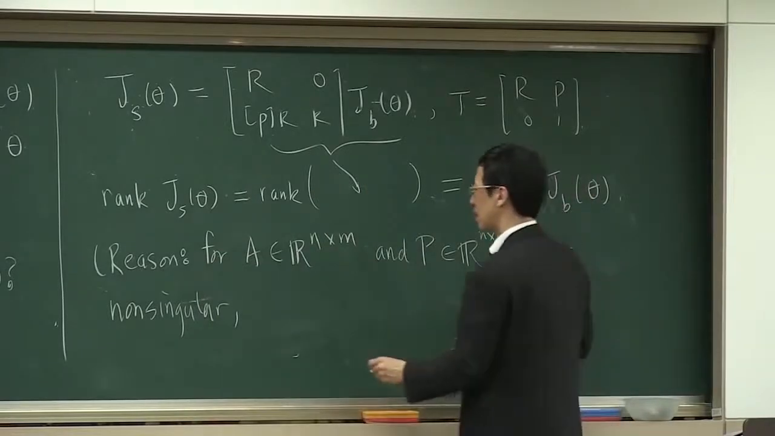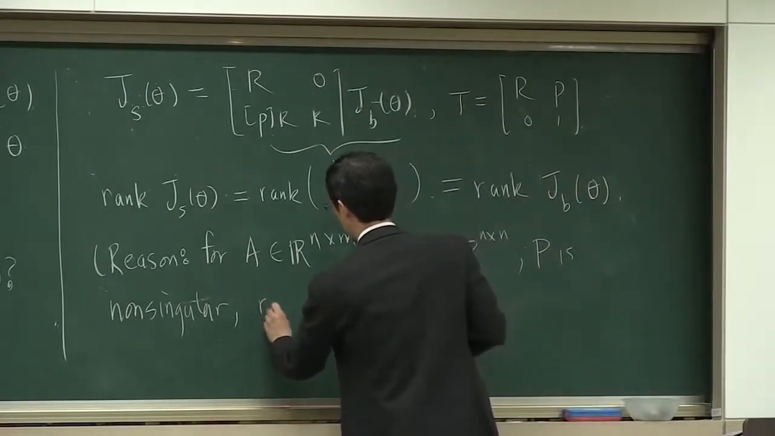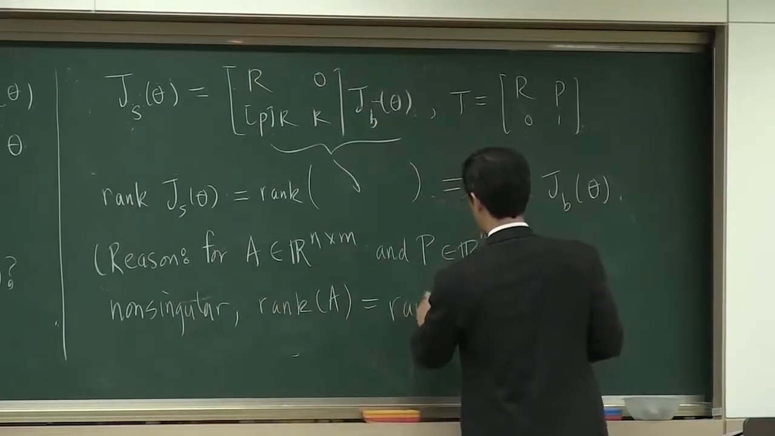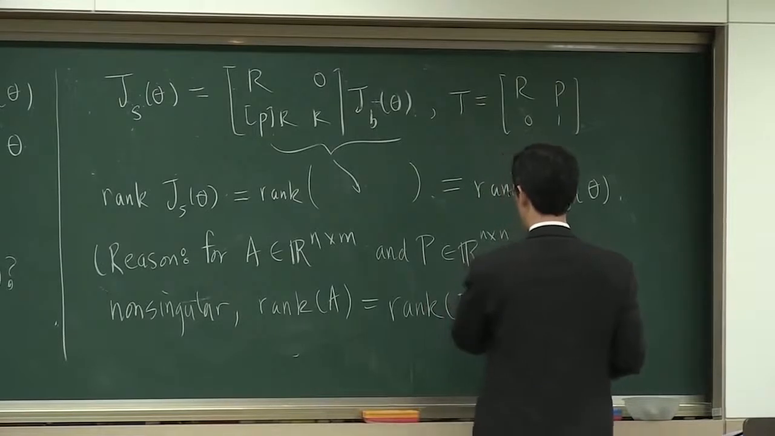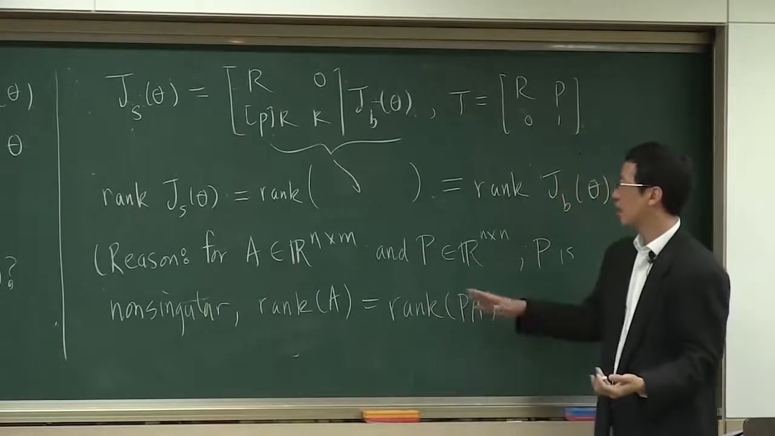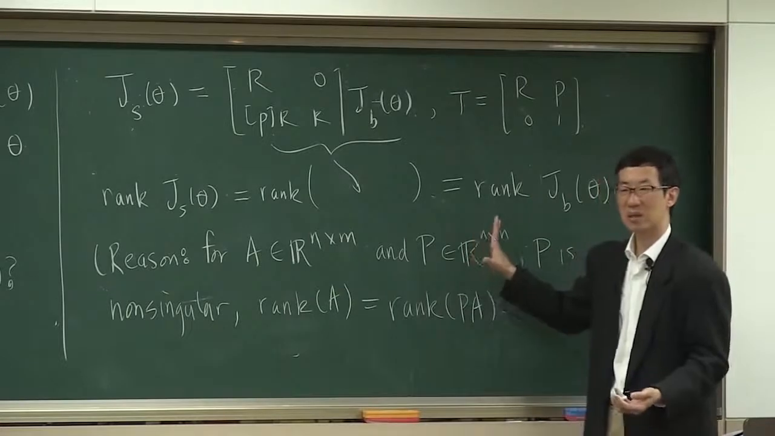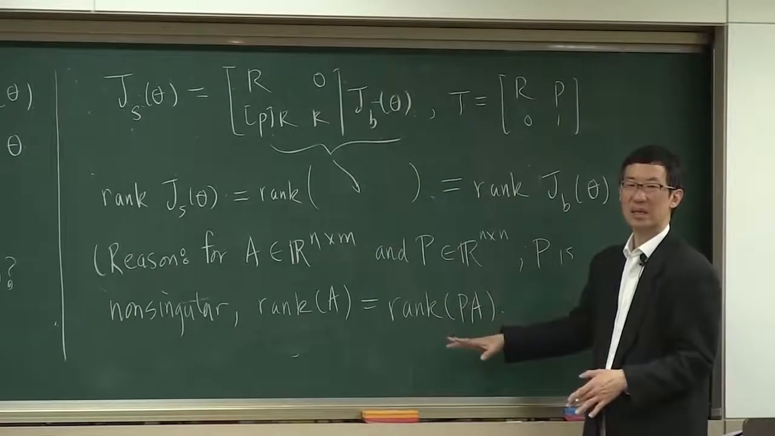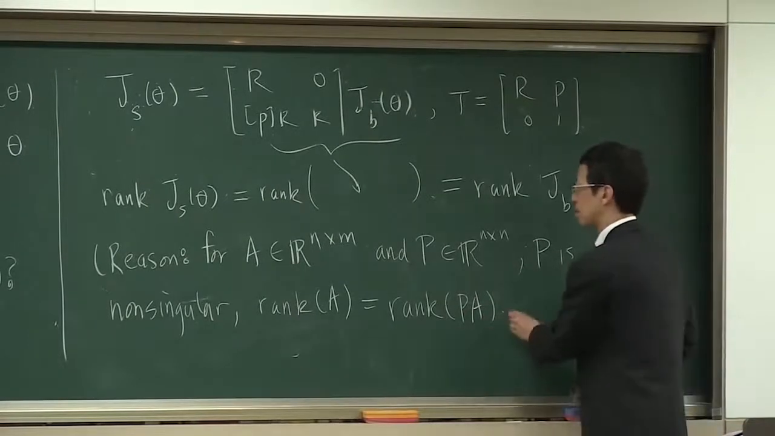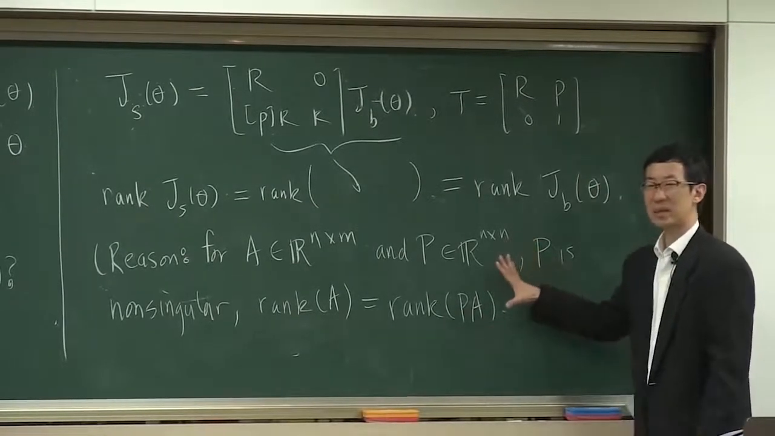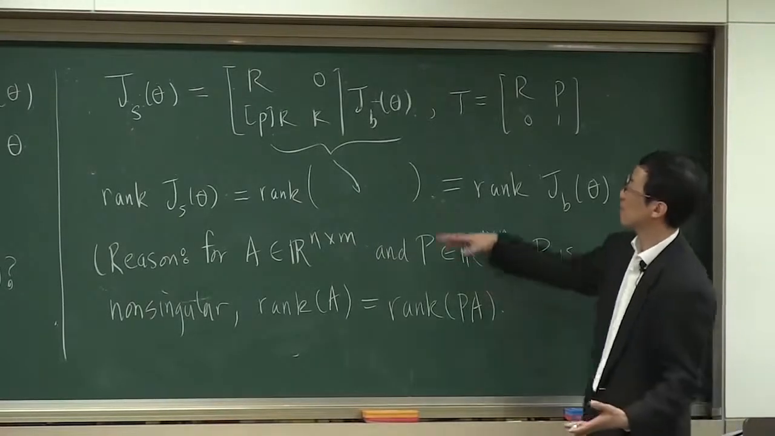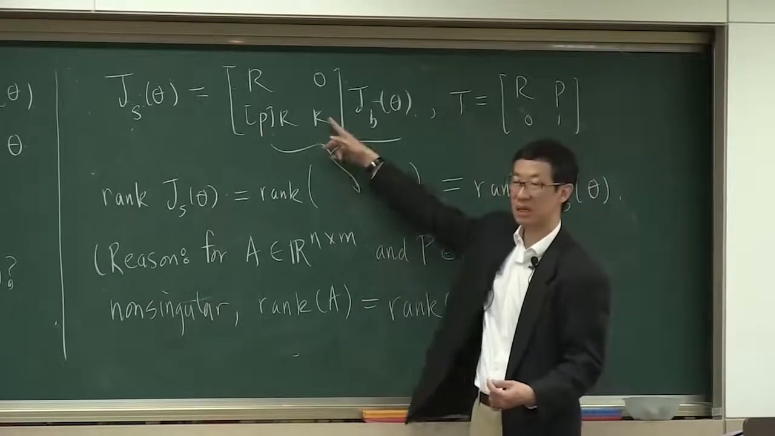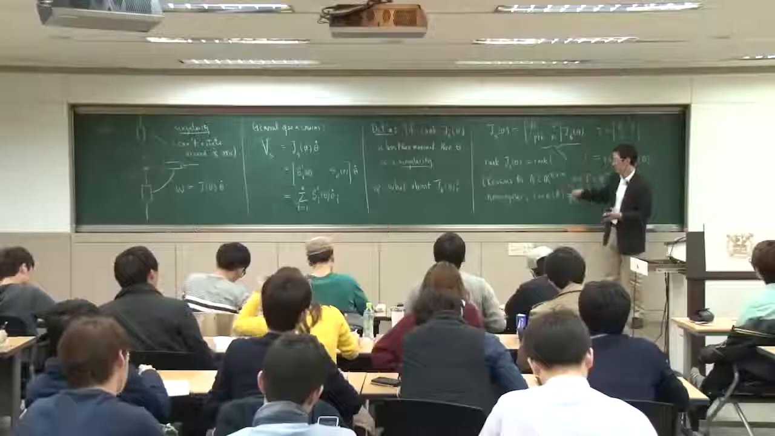Okay, then what we have is that rank of A is equal to the rank of P times A. In other words, when you multiply any matrix by some non-singular matrix, in the front or the back, it doesn't change the rank. All right, so this is a general linear algebraic result. So all we have to do is now show that this is non-singular. Show that an inverse exists, a unique inverse exists.